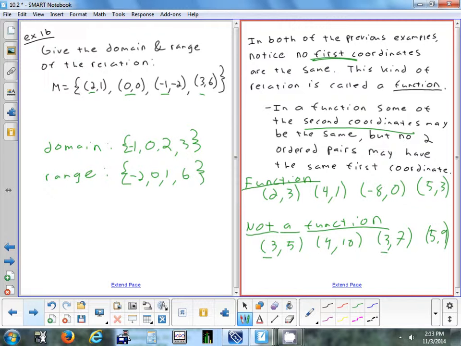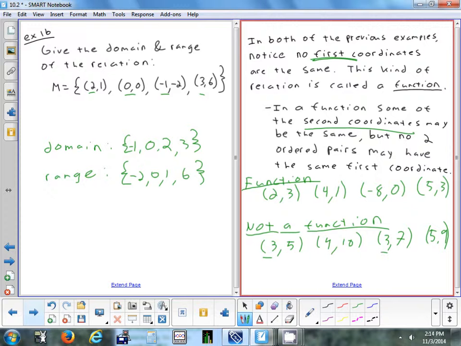Wait, so if the range repeats, it doesn't matter? Exactly, the range can repeat and you're okay. If the range repeats, that's no problem. Yeah, if the second coordinates repeat, that's fine. It's the domain that can't repeat. If it does, it's not a function.